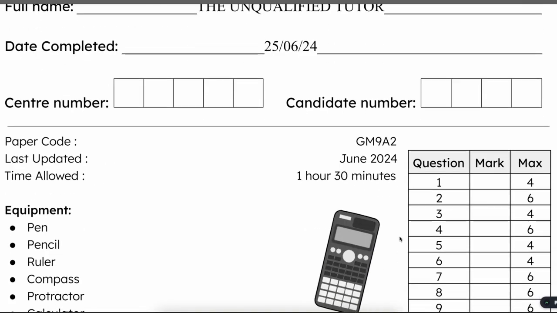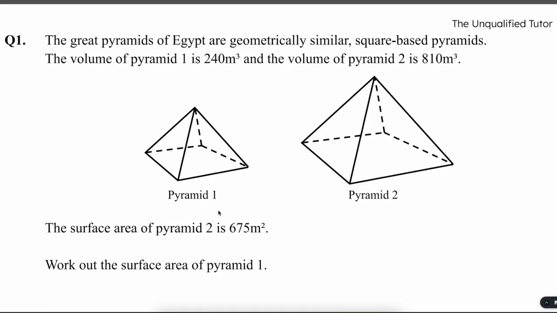Next, paper 2. The Great Pyramids of Egypt are geometrically similar, square-based pyramids. The volume of Pyramid 1 is 240 meters cubed, and the volume of Pyramid 2 is 810 meters cubed. The surface area of Pyramid 2 is 675 meters squared. Work out the surface area of Pyramid 1.